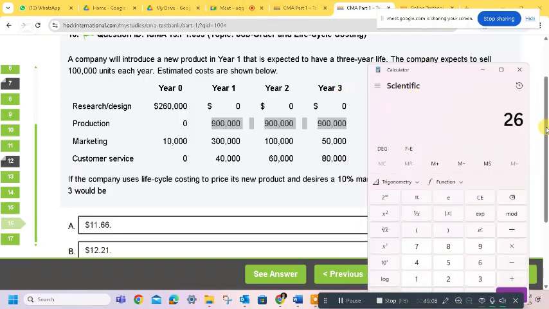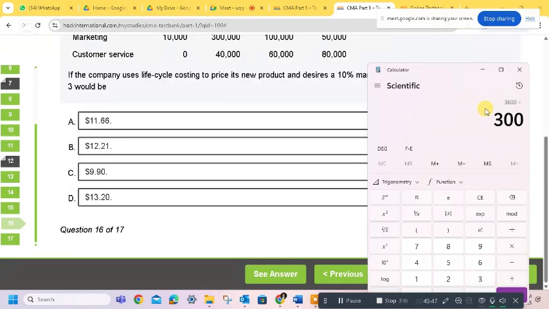Let's add everything. 260 plus 900 plus 900 plus 900 plus 10 plus 300 plus 100 plus 50 plus 40 plus 60 plus 80. Total cost is this much. How many units are you going to sell? 300,000, because they say 100,000 each year. Year 1 only they are launching the product, divided by 300. $12 is going to be the life cycle cost per unit.